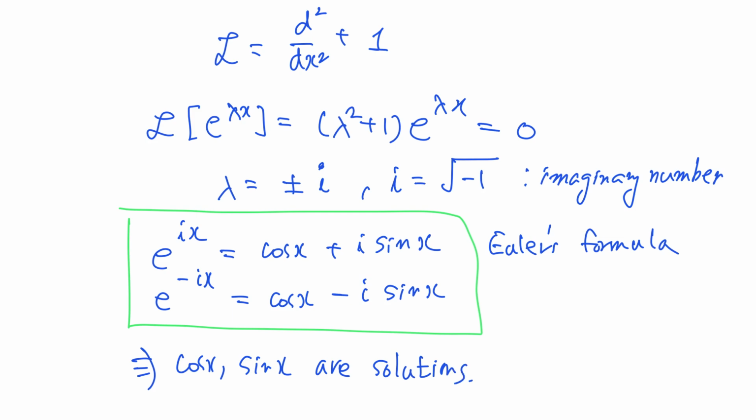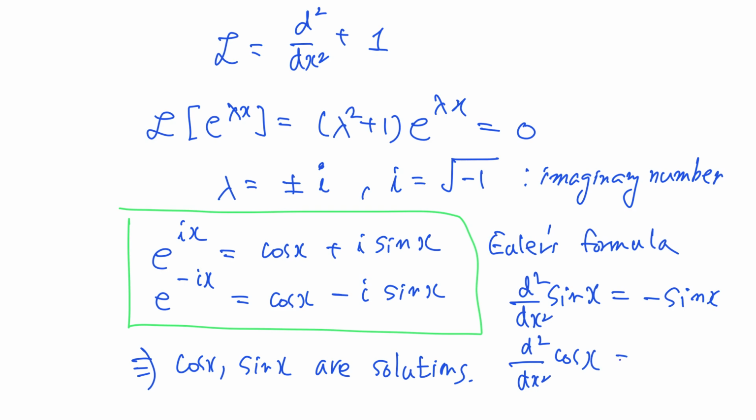That is actually, if we differentiate it twice, what happens? Minus sine x, right? Same as cosine x: d squared cosine x over dx squared is minus cosine x. I'll let you have time to digest.